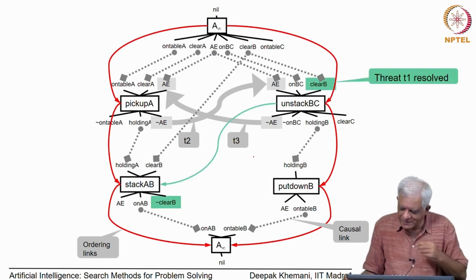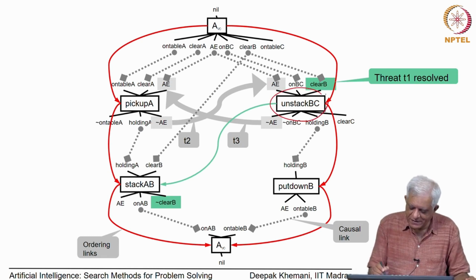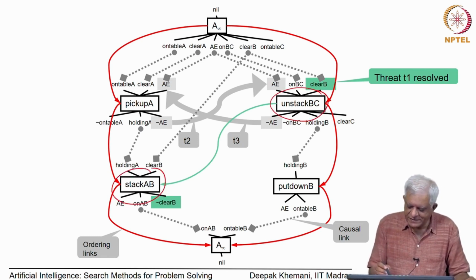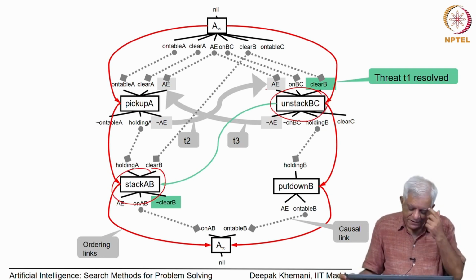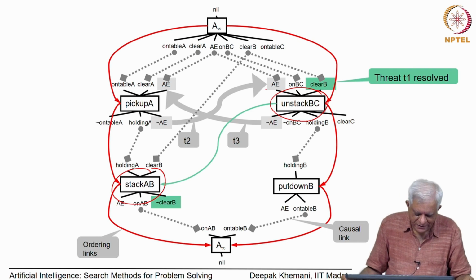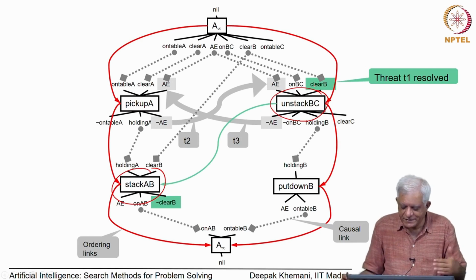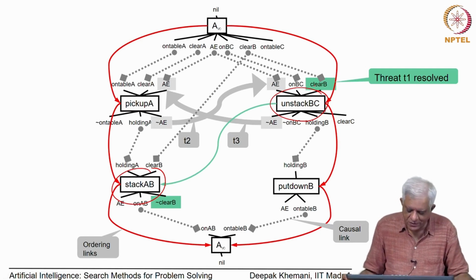The threat number 1 can be resolved by saying that unstack BC, which is this action, must happen before stack B on C. So, once unstack BC is done, that means it has consumed arm empty, and it is consumed clear B, and it is no longer bothered about the fact that stack AB is going to destroy or clobber clear B.